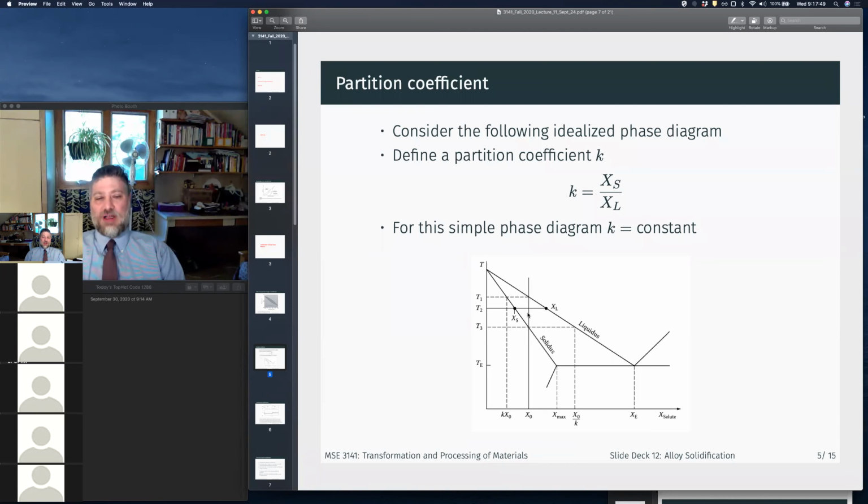Right? If we hold our temperature constant, we're not going to get rid of all the solid or all the liquid, right? The solid and the liquid are going to have two different compositions. The solid is going to have a composition that's dictated by the solidus line, and the liquid's going to have a composition that's dictated by the liquidus line, right?